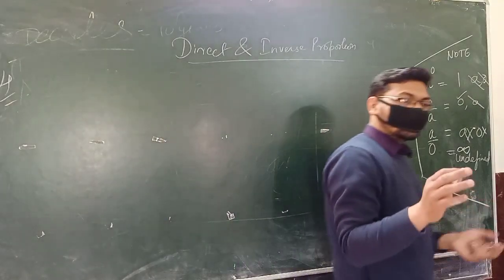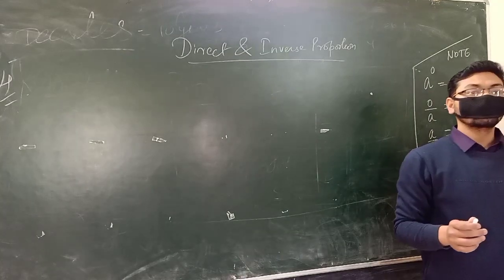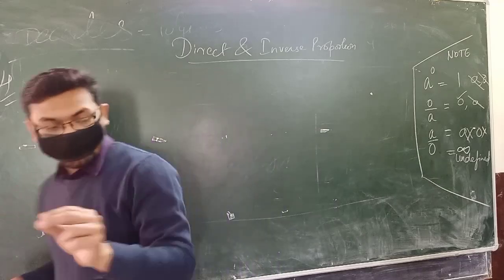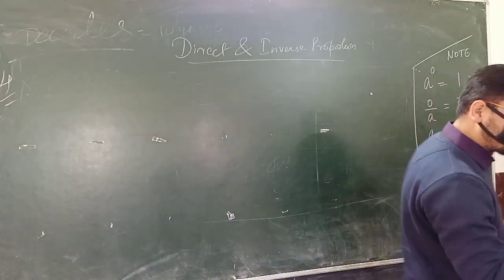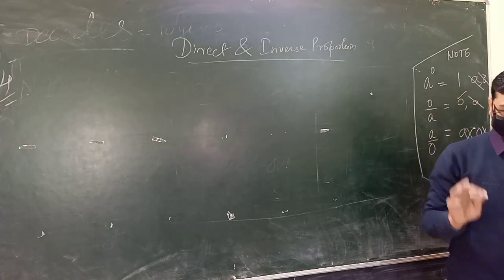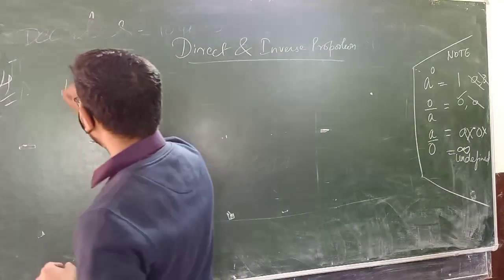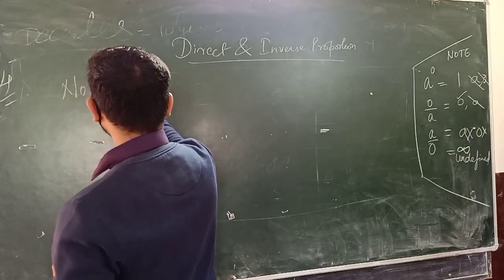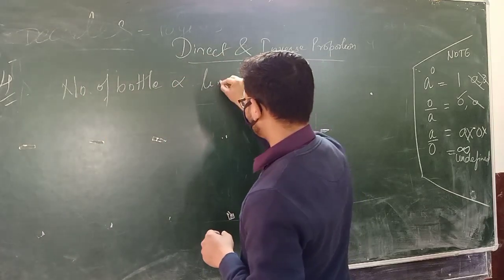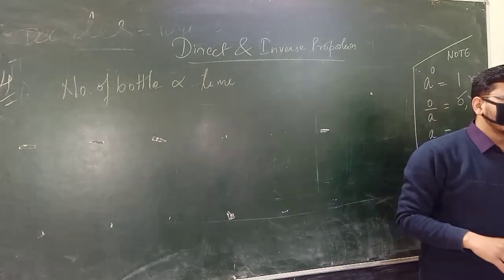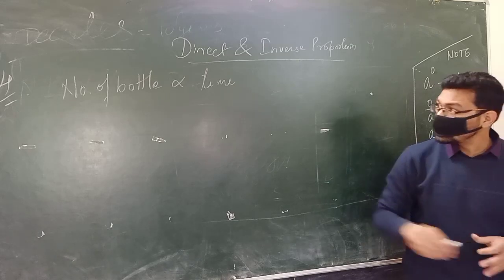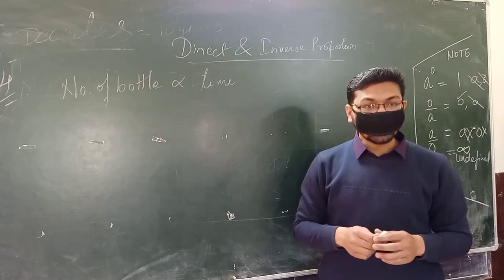Any other answer? I mean, is this person right or wrong? He said that the relation between number of bottles and time is in direct proportion. Is he right or wrong? Please let me know. Sir, right. Okay. Why? See, number of bottles is directly proportional to time because the machine that is producing these bottles is the same. That's why number of bottles is directly proportional to time.